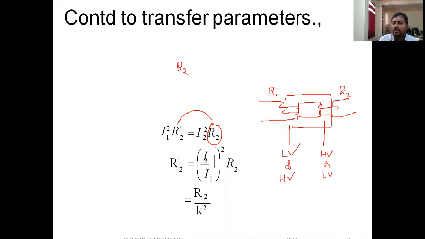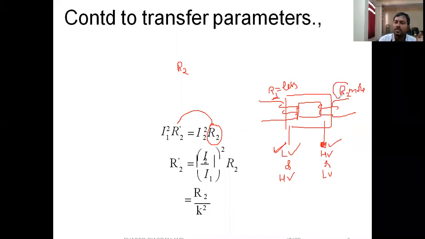For example, if you take this as HV, HV is nothing but more number of turns, so resistance is more, as per the theory which I discussed earlier. And if I take this as LV, resistance is less, because LV is nothing but more current, so the cross section area is more and the resistance is less.